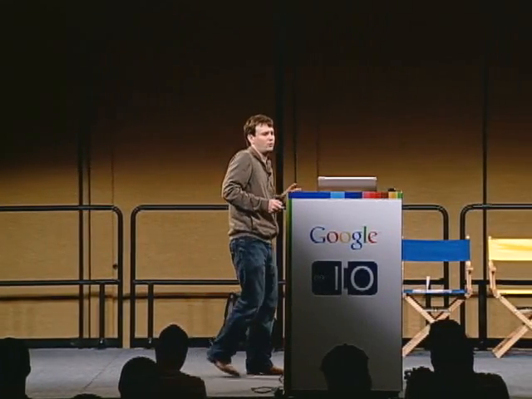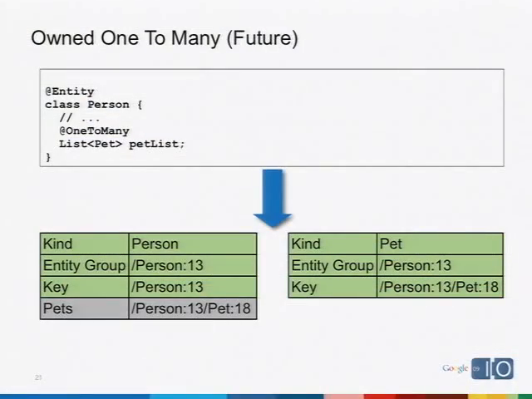So why does this say owned one-to-many today? Well, let me show you what I want the future of owned one-to-many to look like. You'll notice that there's an additional property on that person entity there, where the parent actually has a reference to the thing that it owns. Why is this important?